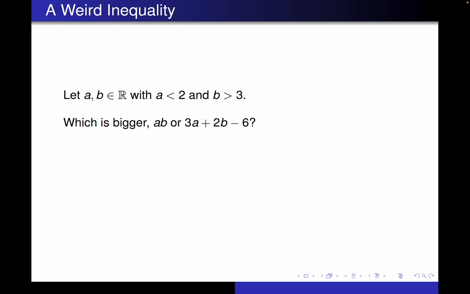Now this may seem like kind of a random question to ask, and it kind of is, but at least superficially, it's unclear why we could tell that either was bigger than the other. Depending on the values of a and b, it's possible that ab can be bigger sometimes, or 3a plus 2b minus 6 could be bigger at other times. But if you put in a bunch of different numbers where, again, a is less than 2 and b is greater than 3, you'll probably figure out that ab seems to be smaller than 3a plus 2b minus 6 all the time. May be surprising, but it appears to be true. So the question is, how could we prove this?